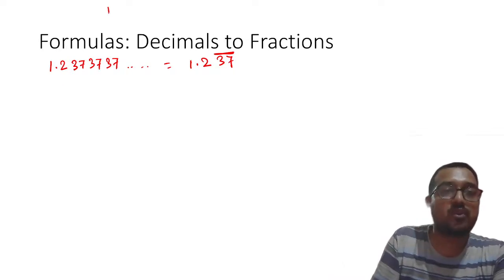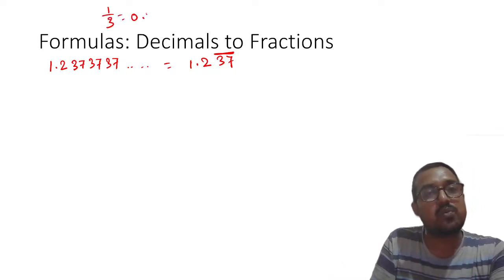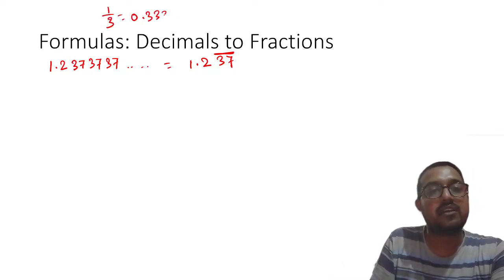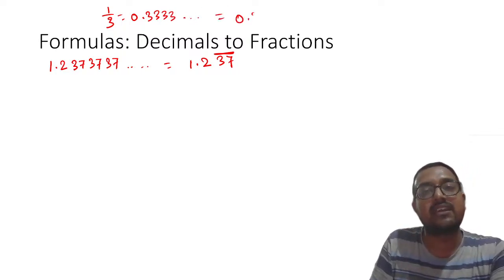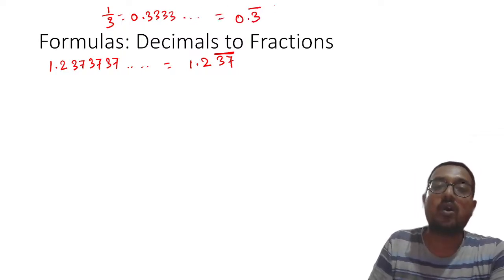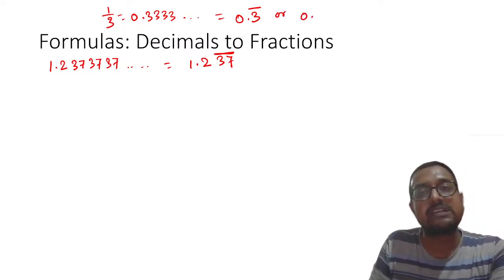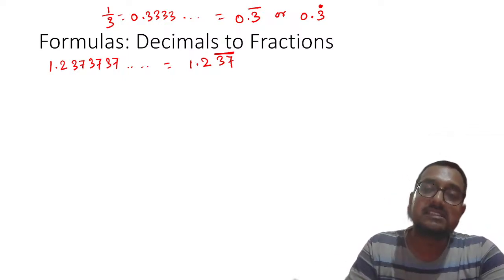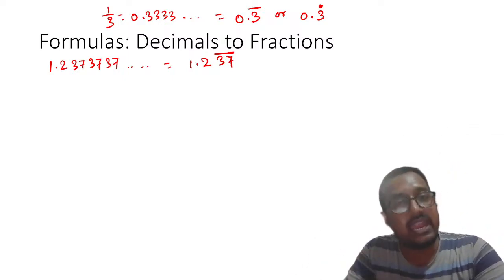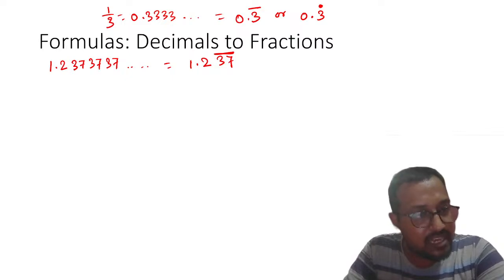So please remember, when I wrote 1 by 3 is equal to 0.33, it is often not written like this. It should be written like 0.3 bar, or it can also be represented as 0.3 with a dot above 3, so that it can depict that yes, 3 is repeating itself again and again. I hope this is clear in everyone's mind.